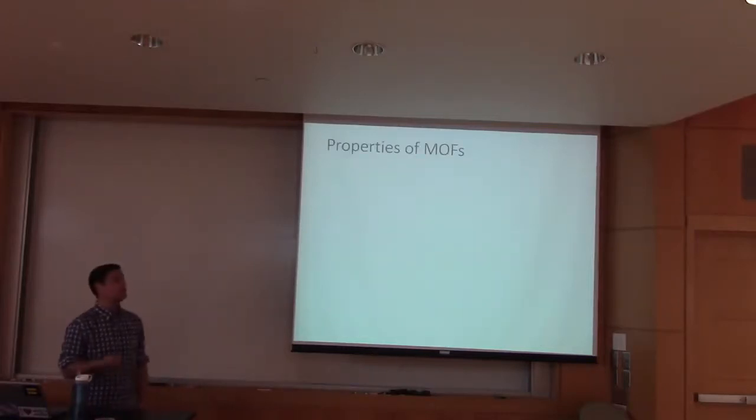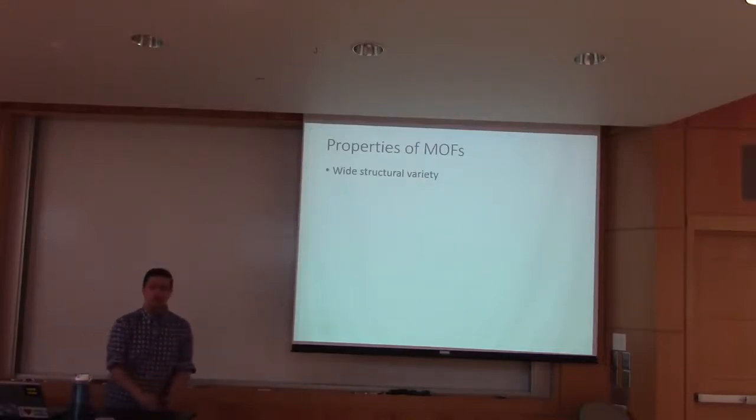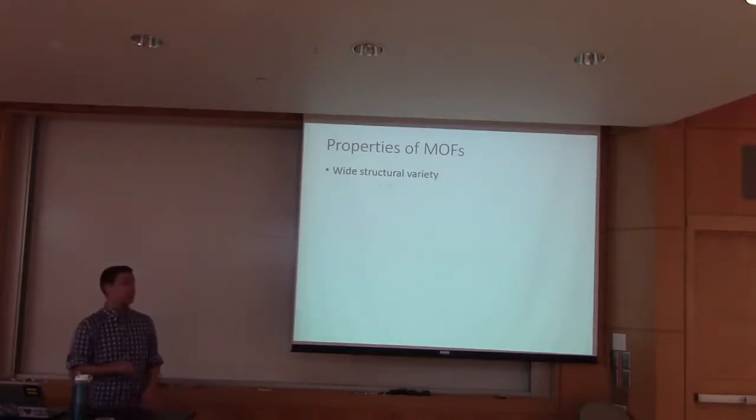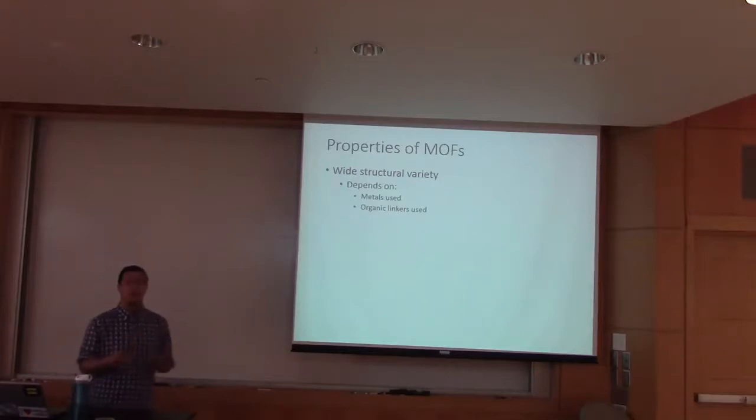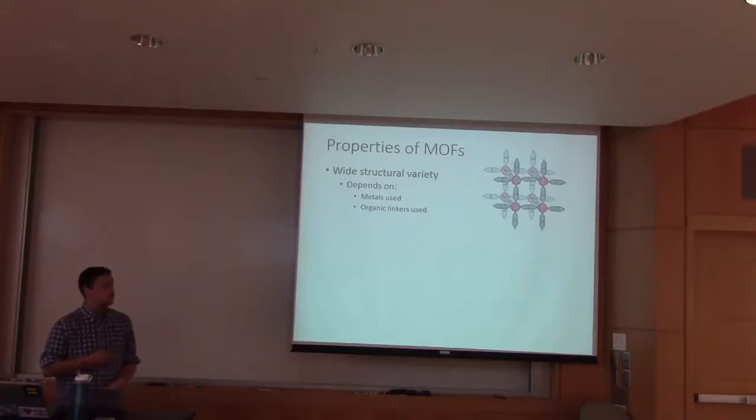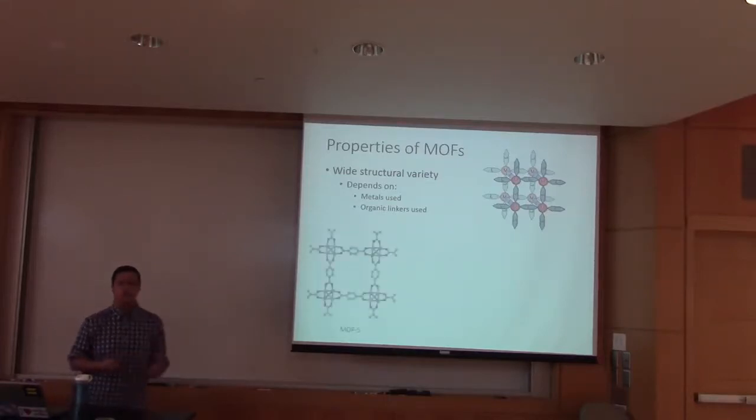And as you may have guessed, one of the big ones is wide structural variety. We haven't really talked anything specifically about specific ligands and metals, and that's because you can switch out ligands and metals all over the place. So the structural variety really depends on these metals used and the organic linkers used. Just for reference, this was the image that we were using earlier. So let's look at a couple of MOFs and kind of look at increasing complexity.